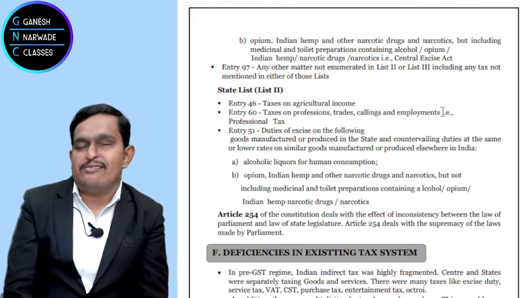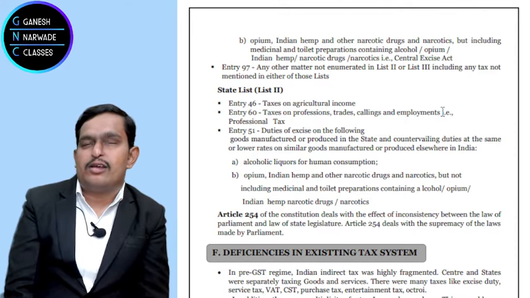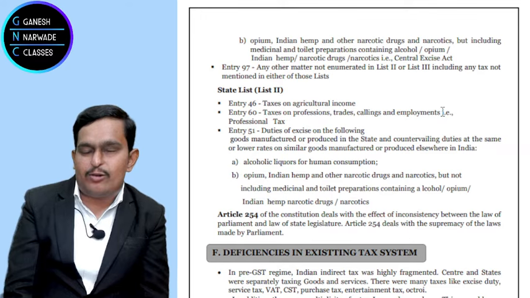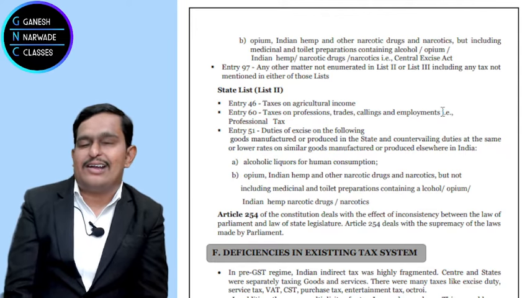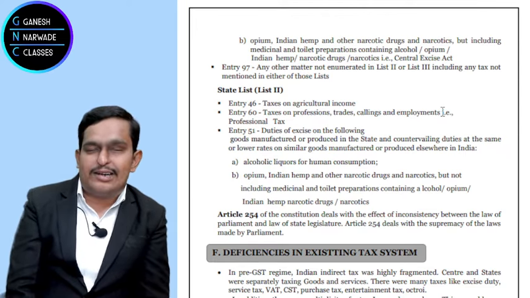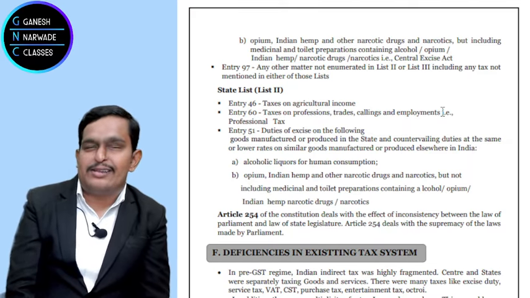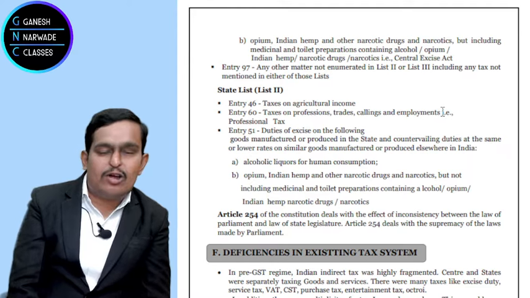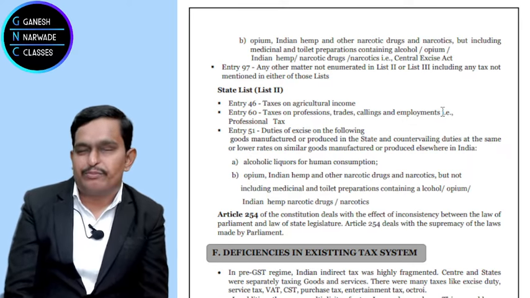The state government can levy tax under entry number 51 if it is used for human consumption. Alcoholic liquor for human consumption, opium, narcotic drugs, narcotics, Indian hemp, intoxicant type of products, the state government can levy tax. If it is medicinal use, the central government can levy tax under entry number 84.